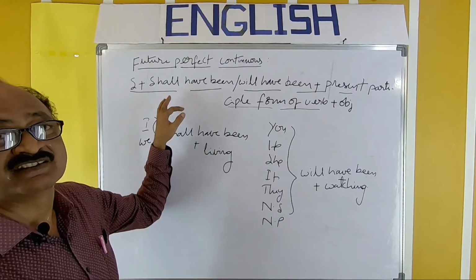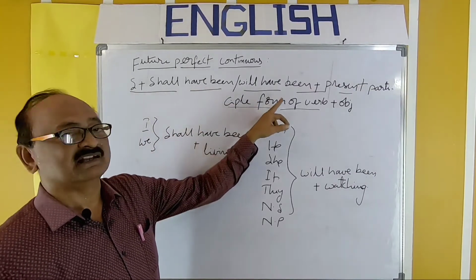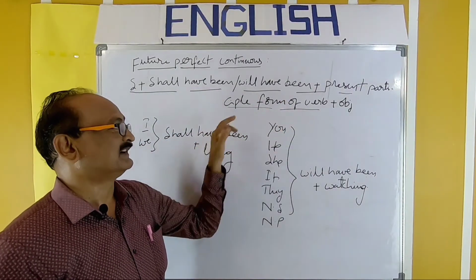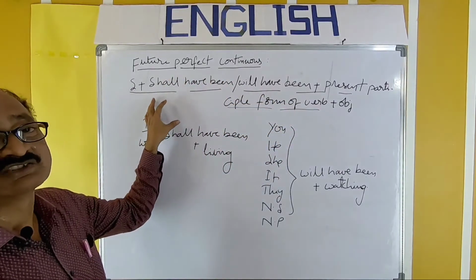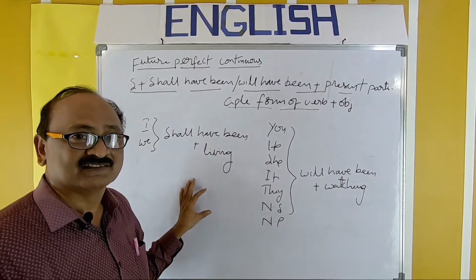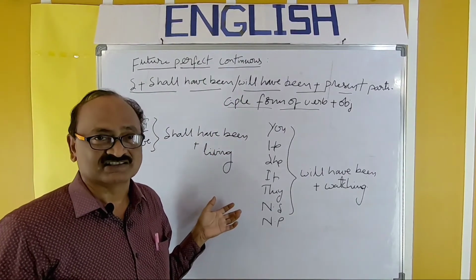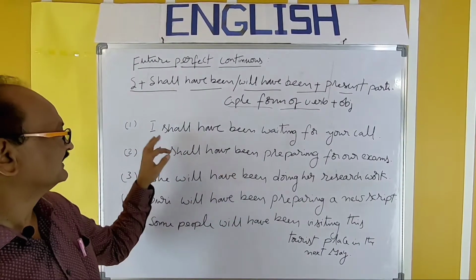Look at the structure once again. Subject plus shall have been or will have been plus present participle form of verb plus object. So, basic pattern, this should be remembered thoroughly, properly, and you have to practice like this, and I will give few more examples. Now, examples with different verbs.